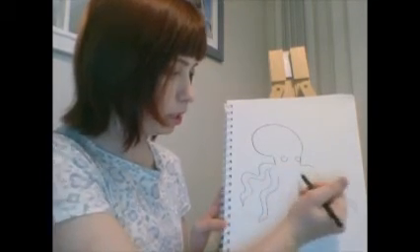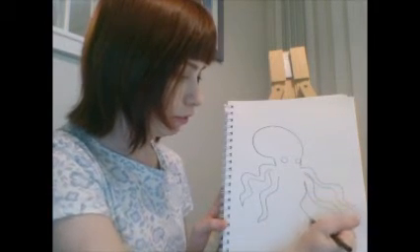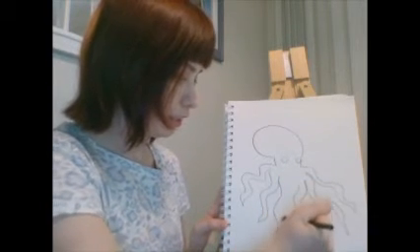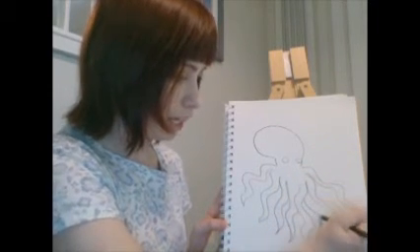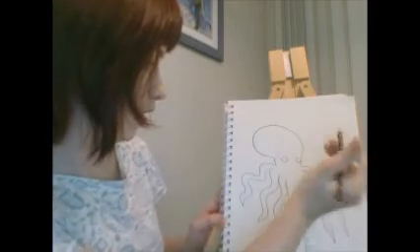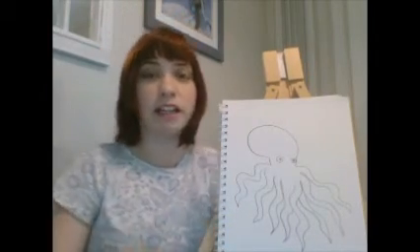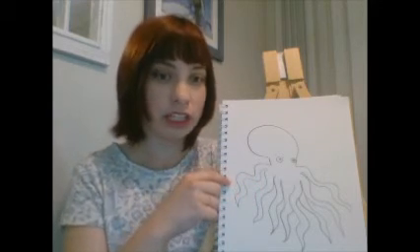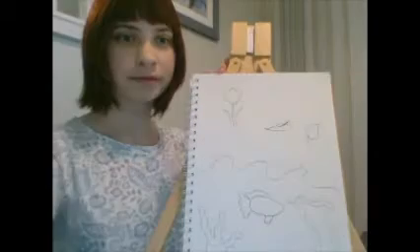So 1, 2, 3, 4. I might run out of room. 7. Now I'm going to put the 8 tentacles here. So he's got his big eyes here. And then you could decorate him and color him. The thing that's really awesome about an octopus is it can actually change its color in camouflage. So there are lots of different kinds of colors that you can use for coloring your octopus.